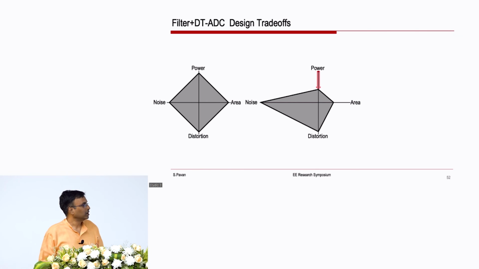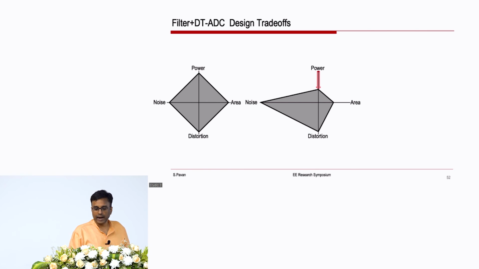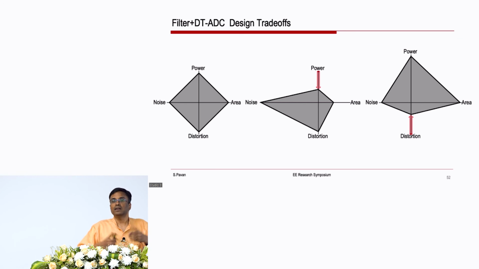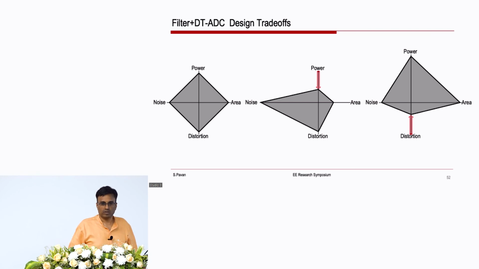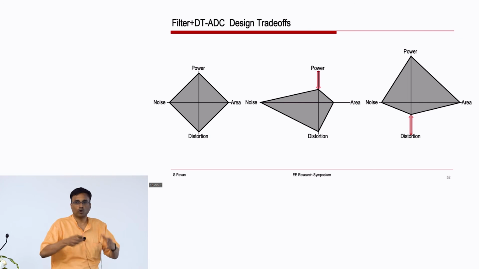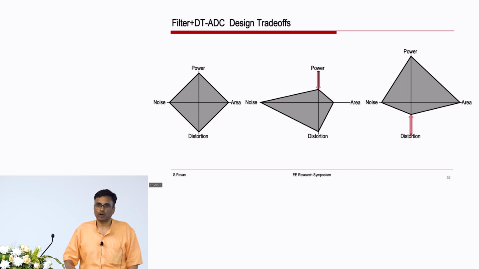Okay? If you want to keep the same noise as before, but you want to reduce distortion or to increase linearity, then it turns out that you'll have to burn more power because the amplifiers have to become more linear. So ideally, you would like to have a block which has no power, no area, no noise, and no distortion, right? Of course, that's not possible.